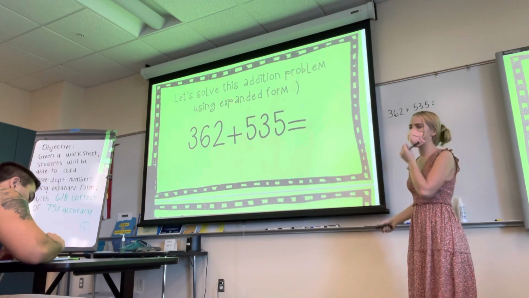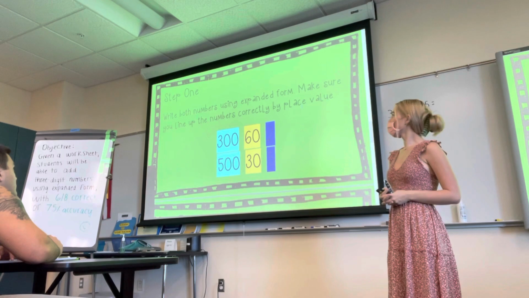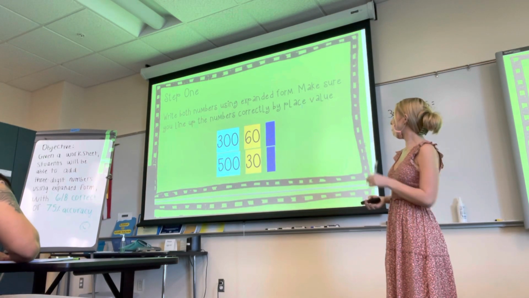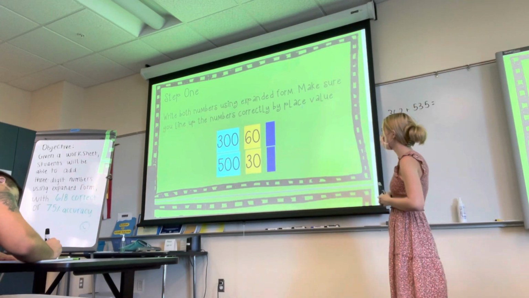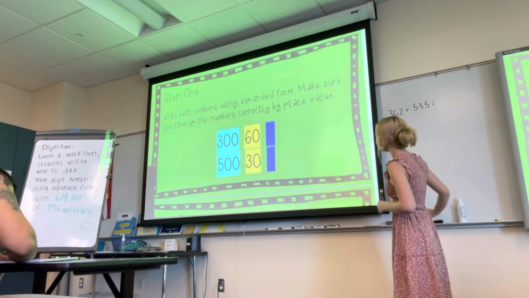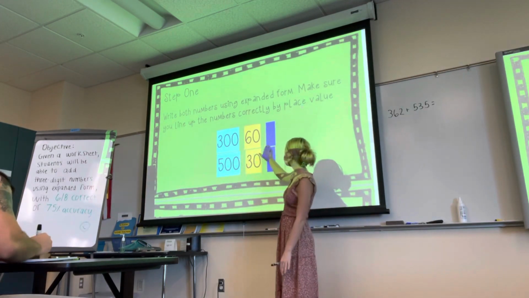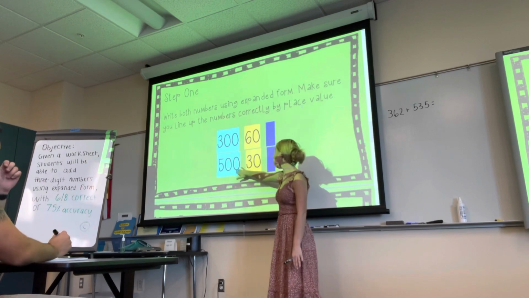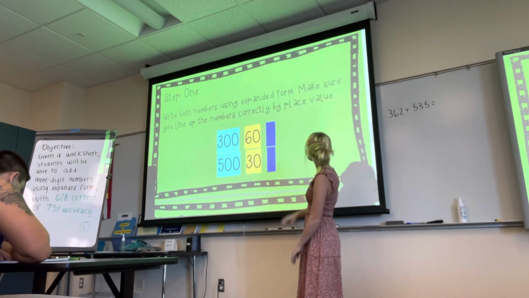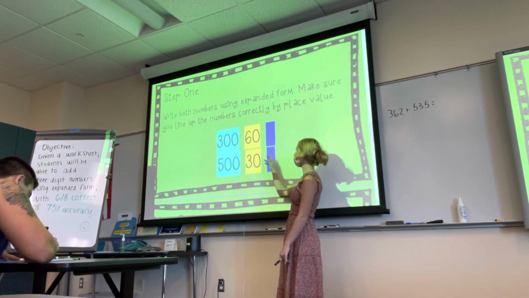Our first step in adding 3-digit numbers using expanded form is to write both numbers in their expanded form. Make sure when you're doing this, you line up the numbers correctly by place value. So we have 362 broken up into its place values, hundreds, tens, ones, and right under it, lined up, we have 535 broken up into its hundreds, tens, and ones.